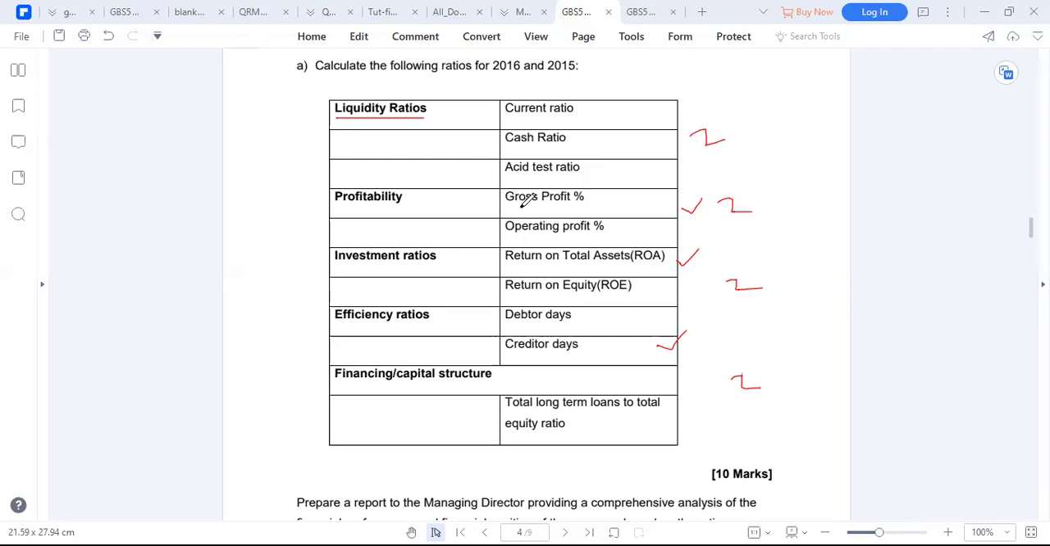Okay, so profitability ratios. We have the gross profit margin and the operating profit margin. These ratios are important because they help to see the profitability, the ability to generate excess profit based on the revenues. So we have the formulas that we can give. Who can assist with the formulas? Gross profit percentage and the operating profit percentage.